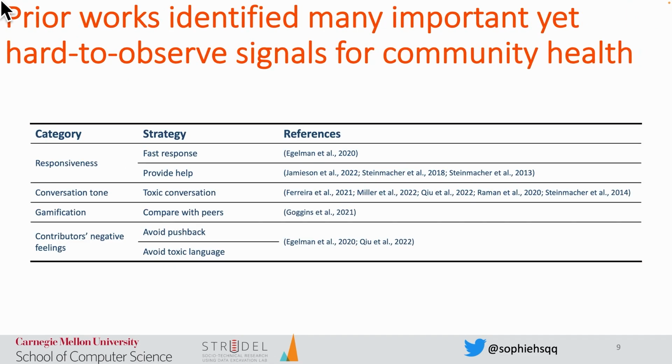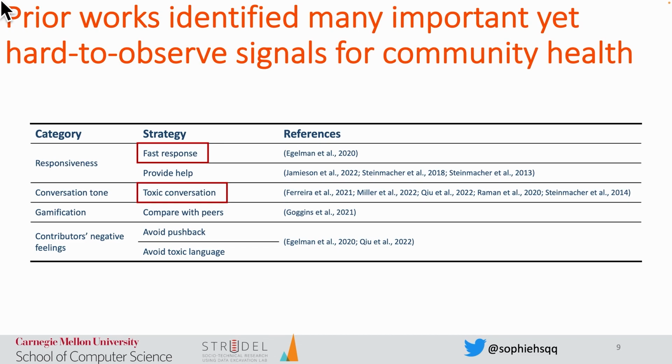This is a subset of signals we included in our dashboard. Many of these signals are found to be important to reflect a project's team dynamics and the health of the community. However, many of them are hard to be observed on the current UI design of some social coding platforms such as GitHub. For example, scholars found that fast response is important for attracting and retaining contributors, but people need to browse through several issues or pull requests to get a sense of how fast maintainers reply.